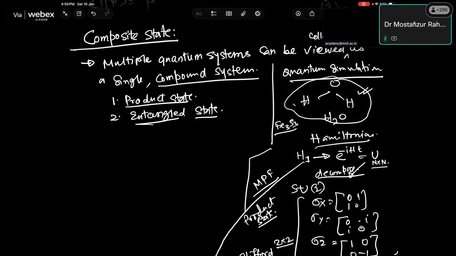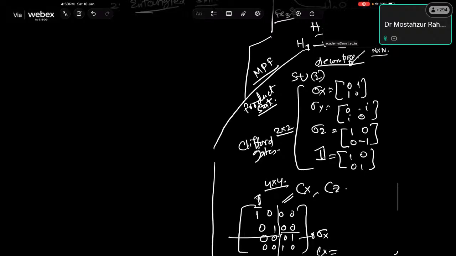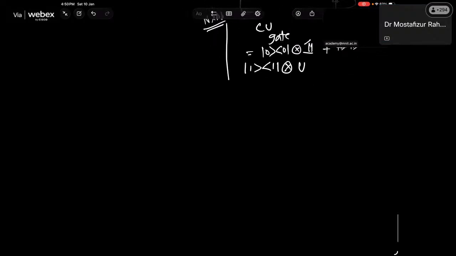So in general, we have two particular states. One is called the product state, and another is called the entangled state. Let us deep dive into this. So first is the product state.